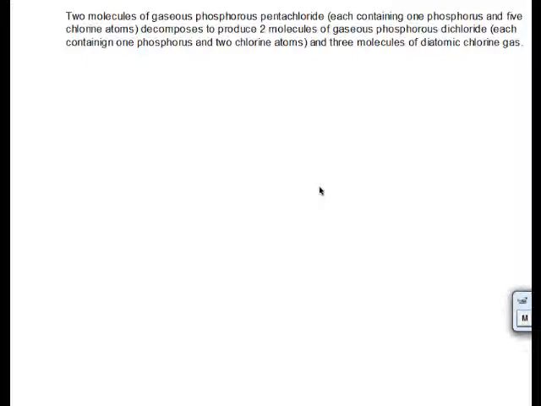So we're going to do 2 activities here, one converting a paragraph of text into a chemical equation, and one of converting a chemical equation into a paragraph of text. So the first equation we've got here is this paragraph here, about the reaction of gaseous phosphorus pentachloride. And so as I was doing this, the first thing I want to do is make sure I know what chemicals I've got to put in my equation.